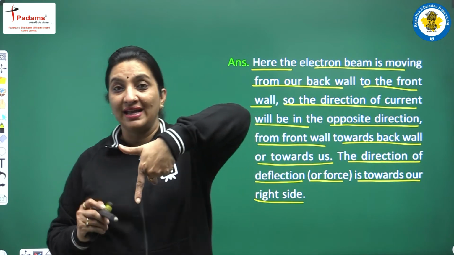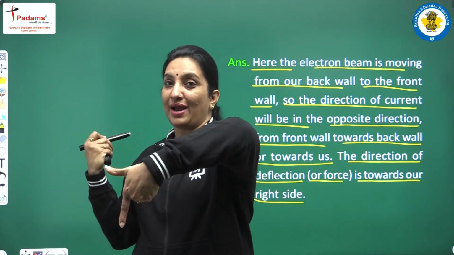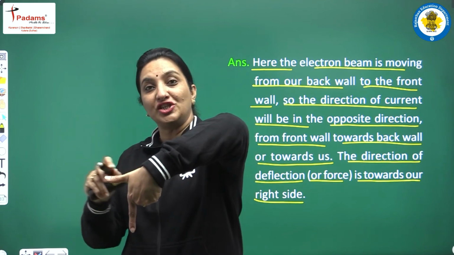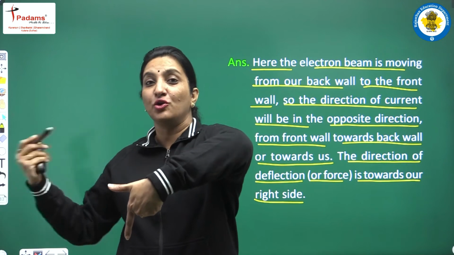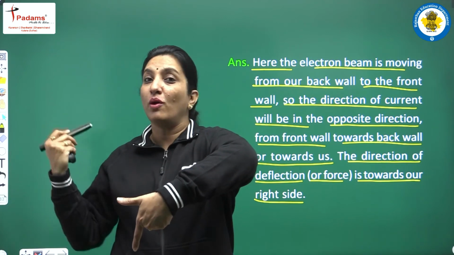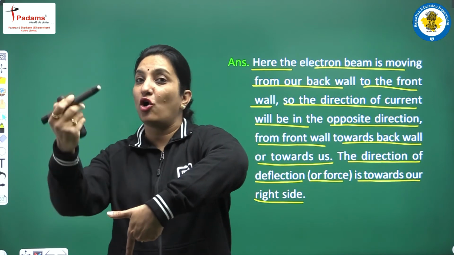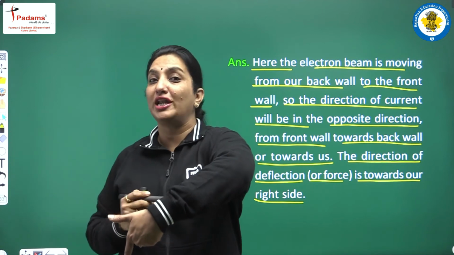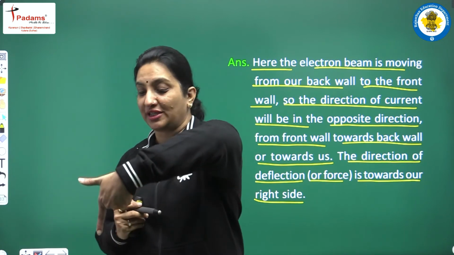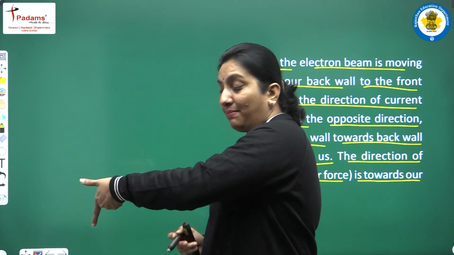तो हमें पता है कि करंट की जो डायरेक्शन है वो तो टुवर्ड्स द बैक वॉल है, और फोर्स की डायरेक्शन जो है वो राइट हैंड साइड पर है, मेरे राइट हैंड साइड पर है स्टूडेंट्स, क्योंकि मेरी बैक जो है वो बैक वॉल की तरफ है, और फ्रंट वॉल से बैक वॉल की तरफ करंट आ रही है, और मेरे राइट हैंड साइड पे इलेक्ट्रॉन बीम फोर्स महसूस कर रही है. तो स्टूडेंट्स डायरेक्शन इस तरीके से हो जाएगी, आप देख पा रहे हैं.